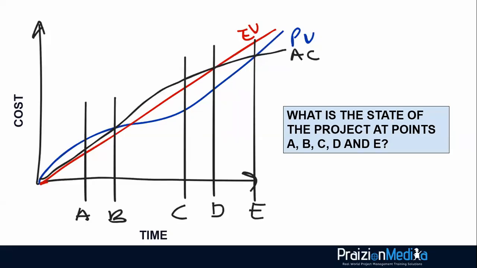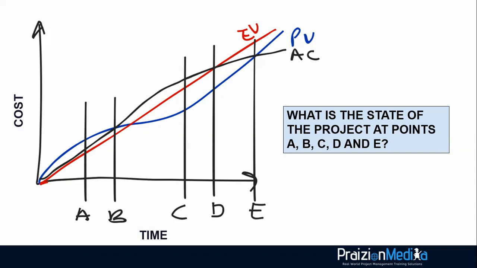Typically, you will have on the y-axis cost, on the x-axis time. You will have these three core metrics, EV, PV, and AC. And depending on the point in the project, you will find earned value is either going to be above or below the PV and AC. So answer this question. What is the state of the project at points A, B, C, D, and E? Let's take them one by one.